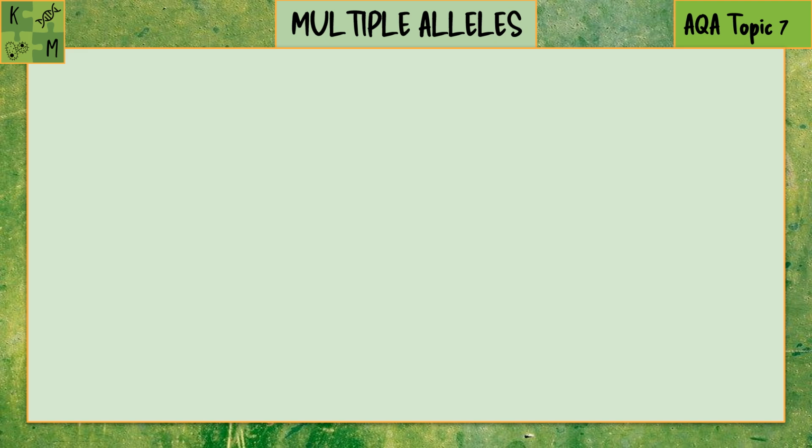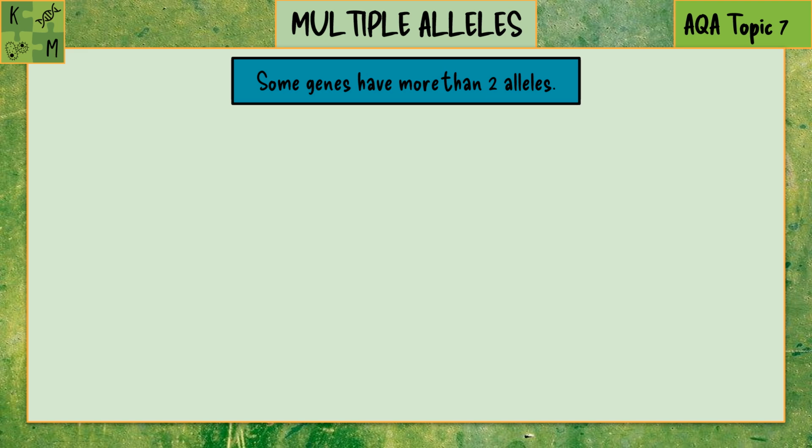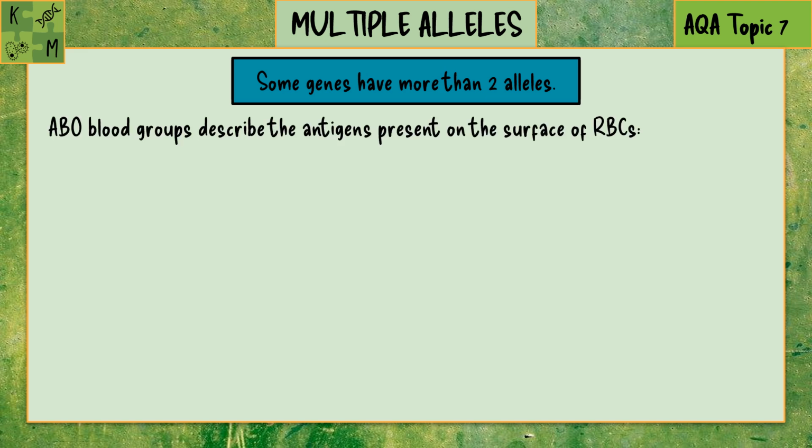Our next concept is that of multiple alleles. So far we've looked at examples that have 2 alleles at a particular locus, so 2 alleles for any one gene, but in some cases some genes can have more than 2 alleles. So each individual will still only carry 2 alleles, and so we've got different combinations. The example that's often used for this is ABO blood types. The ABO blood group is determined by the antigens that are present on the surface of red blood cells.